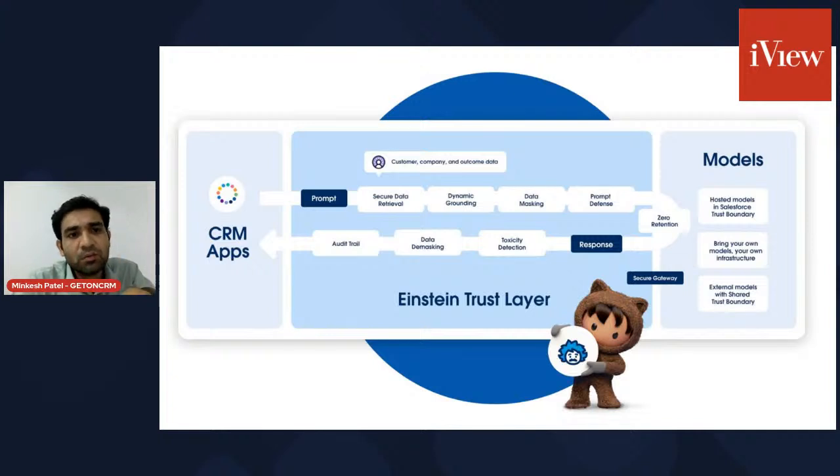This is the trust layer of Einstein AI. So you can see that if you are using Einstein, this is how it processes the data. It takes that data and does dynamic grounding. We will not go much into the details, but it doesn't retain any data, and it uses that data, masks it, demasks it, and does not allow any other third party application to get it out of Salesforce. So that's what it does.